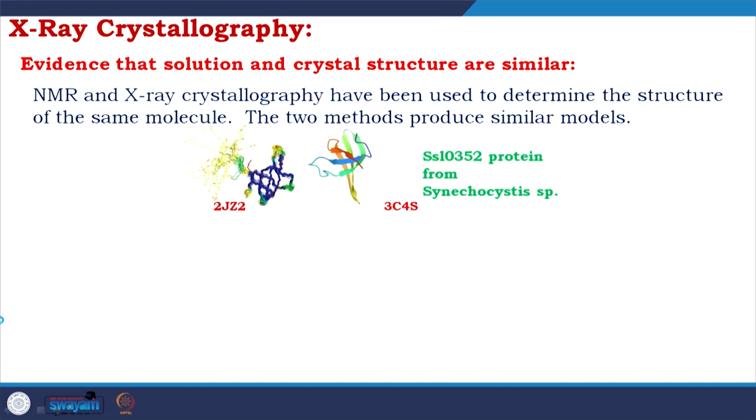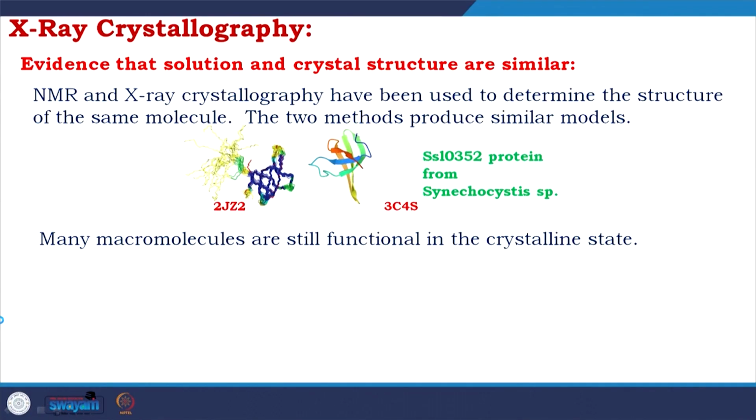Here there is an example. This one, 2JZ2, is a structure solved by NMR technique, and 3C4S is a structure which is solved by protein crystallography technique. They are the same protein, SS10352 protein from Synechocystis species, and you see that when you compare, I will show you how to compare these two proteins in the later part on PDB and visualization. So, you will see that when you align those, you will see similar coordinates in both the structures.